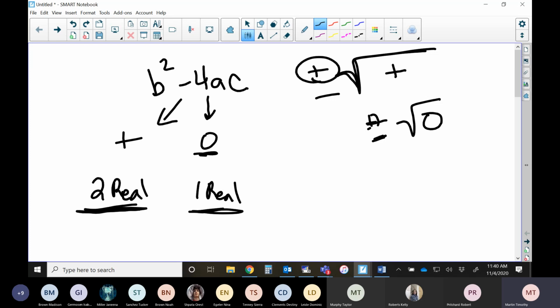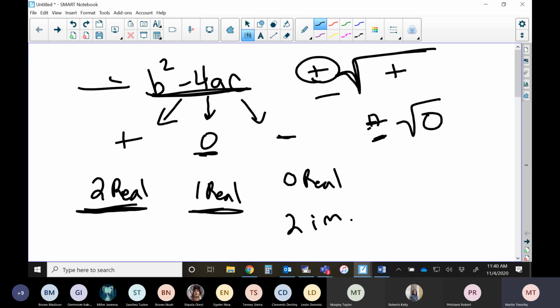So if you see a 0 underneath this, if this turns to a 0, you know there's only 1 real root. And if it turns into a negative, you know there's 0 real roots. You know there's actually 2 imaginary. That is called the discriminant.